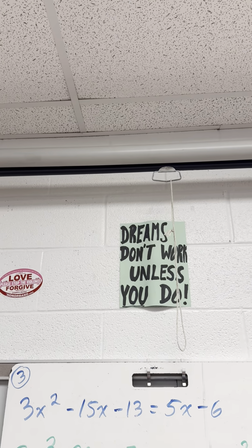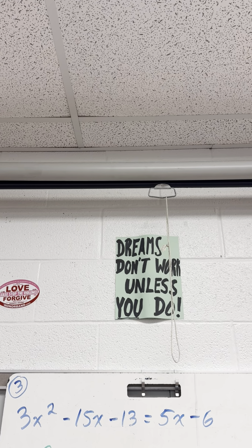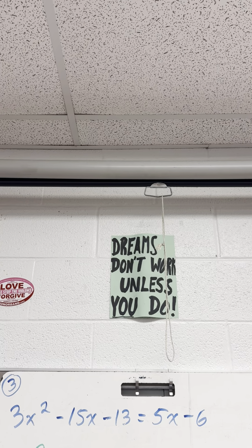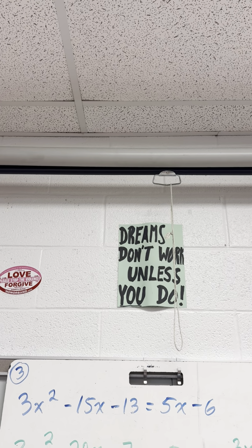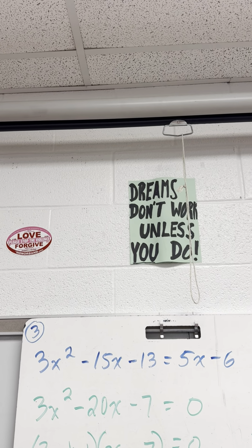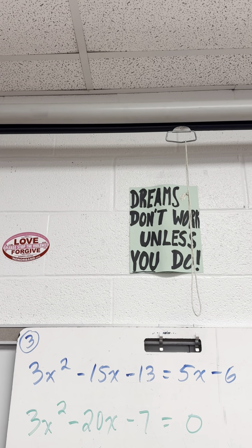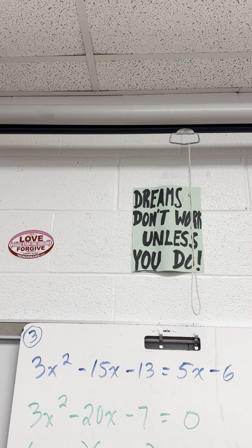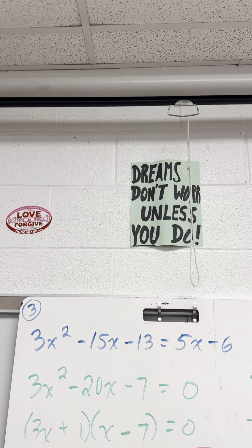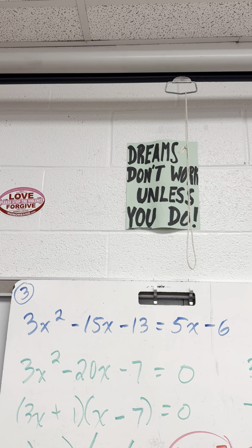3x squared minus 15x minus 13 equals 5x minus 6. I'm going to minus 5x from both sides. I'm going to add 6 to both sides. I get 3x squared minus 20x minus 7 equals 0. Now, I have a 3 before the x squared. What times what makes 3x squared? 3x times x. What times what makes a negative 7?